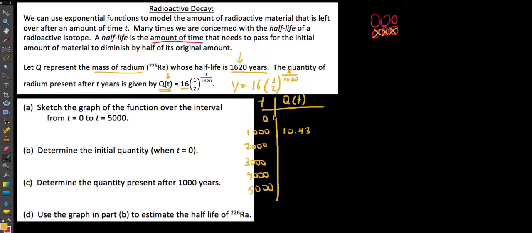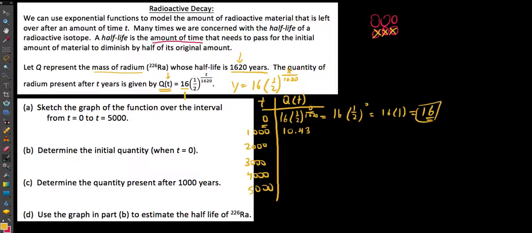One that I didn't test for, and what I should test for right now, is what happens when we plug in 0. So I'll actually show my work on this one. We get 16 times a half to the 0 over 1620, and 0 over anything not 0 is really just 0, so we get 1/2 to the 0. 1/2 to the 0 is really 1. So in other words, we get 16 here. This is significant because we're saying that at time 0, initially, we had 16 grams of material.